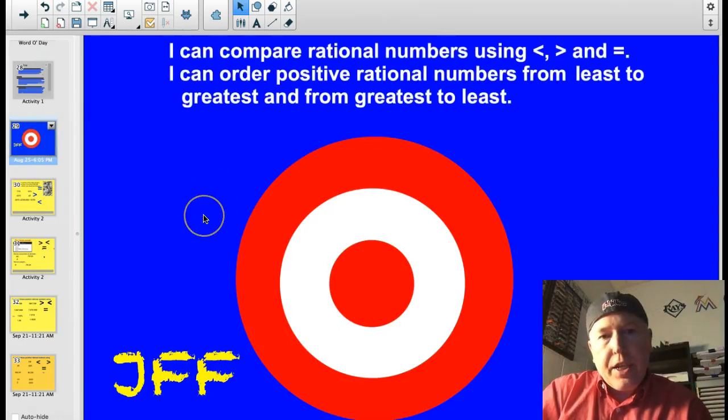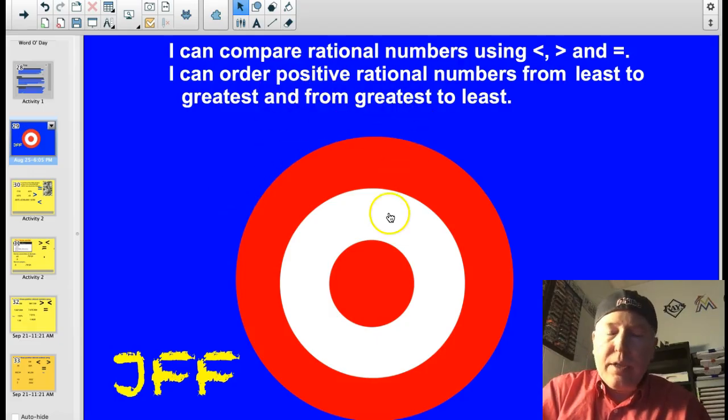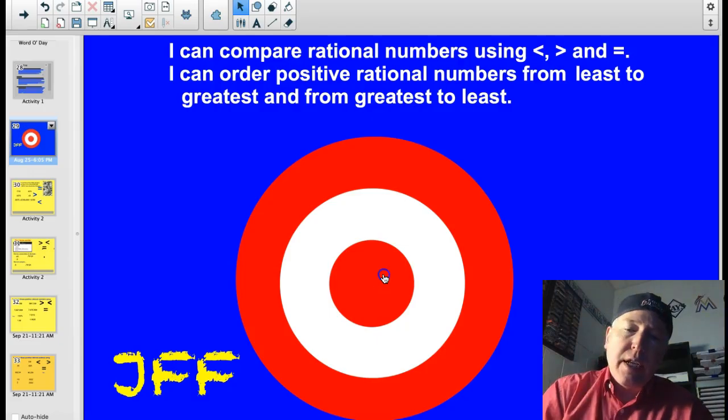Alright, tonight officially, our targets: I can compare rational numbers using inequality symbols, and I can order rational numbers from least to greatest and from greatest to least. Let's do this thing.